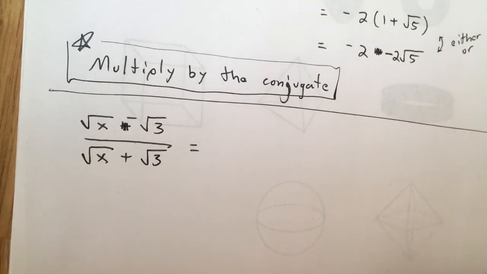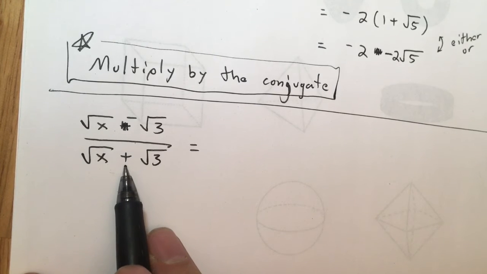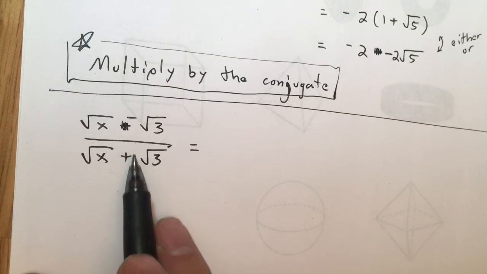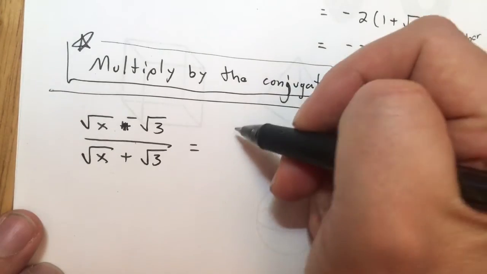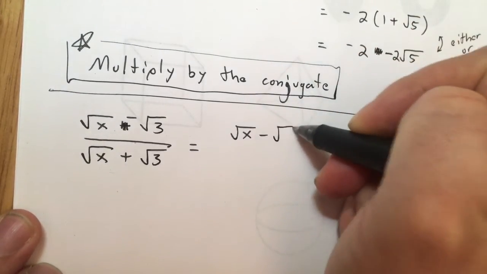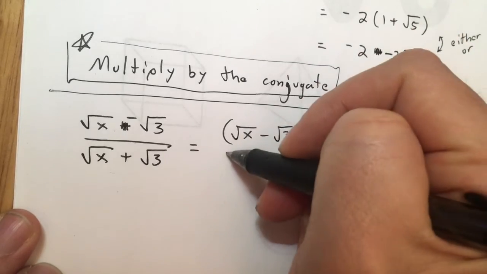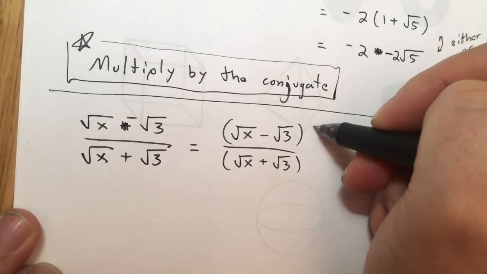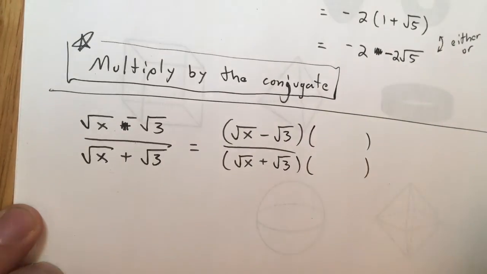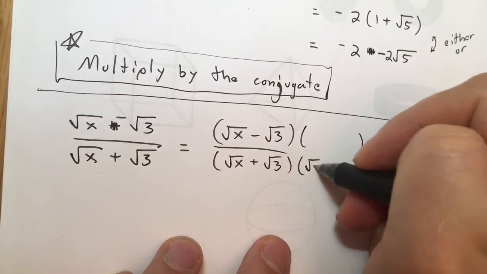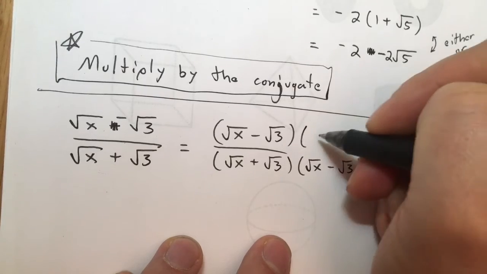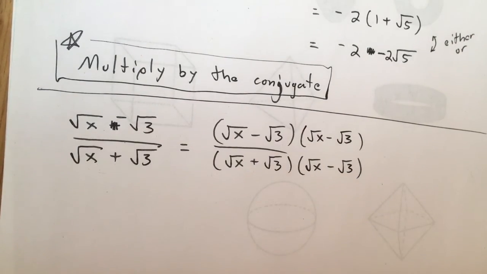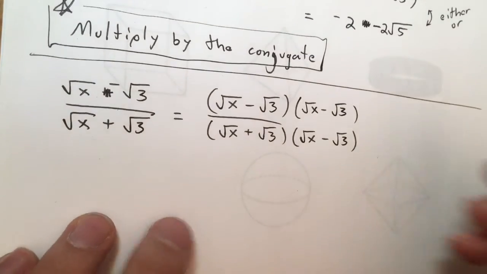Okay, well, what was the trick? Multiply by the conjugate. What's the conjugate of this? It's where we change this to the other sign. So if it's a minus, you make it a plus. If it's a plus, like we have here, you make it a minus. So I'm going to multiply the numerator and denominator by square root of x minus root 3. Okay, what do we get?